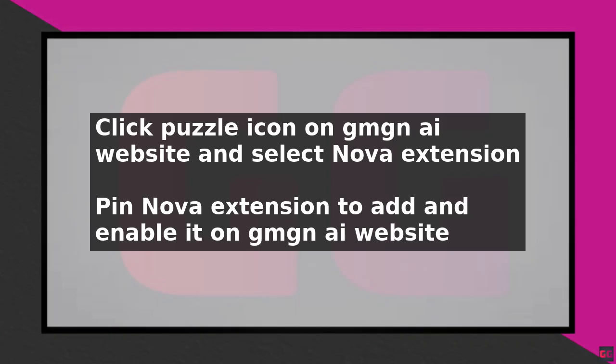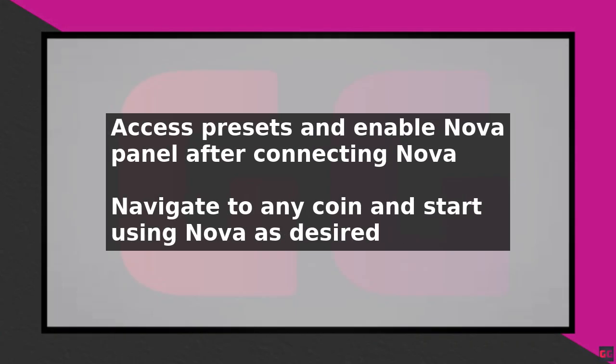Now, on the GMGN AI website, click on the puzzle icon at the top right corner. Then click on the Nova extension. And finally, click the pin button to add Nova. This will enable Nova and refresh the GMGN AI website, allowing you to access your presets and enable the Nova panel.